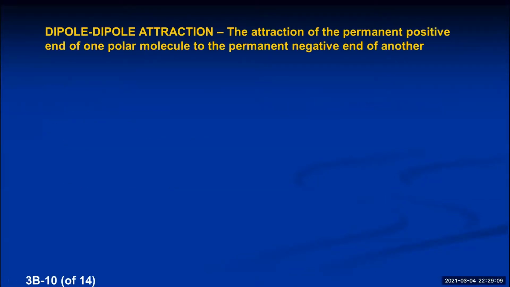Now, what is this dipole-dipole attraction we said that polar molecules exhibit? Well, you know, polar molecules have a natural positive end and a negative end. Well, if they do, then they'll attract each other naturally. They don't have to polarize their electron clouds. So a dipole-dipole attraction is just the attraction of the permanent positive end of one polar molecule to the permanent negative end of another. Okay.